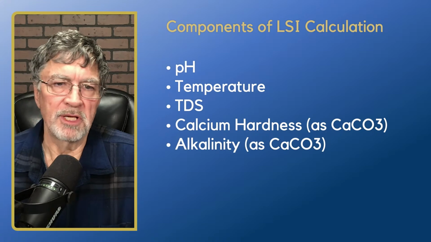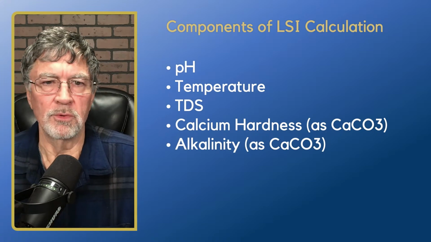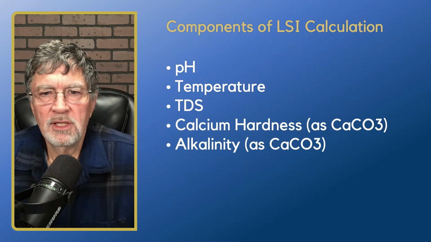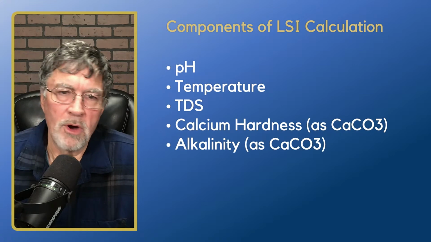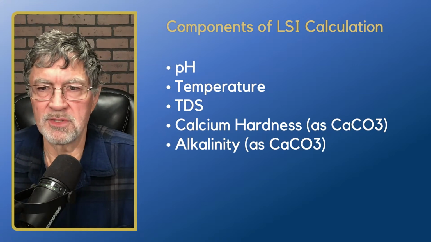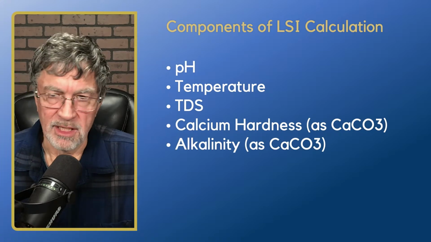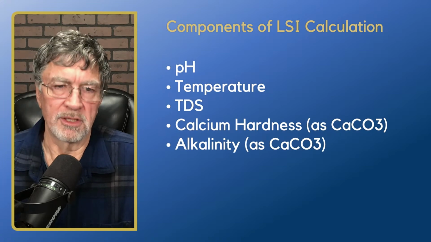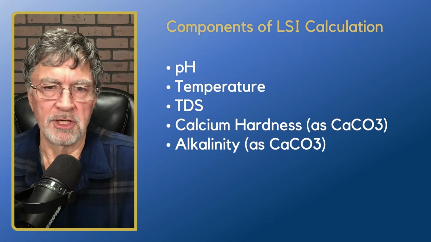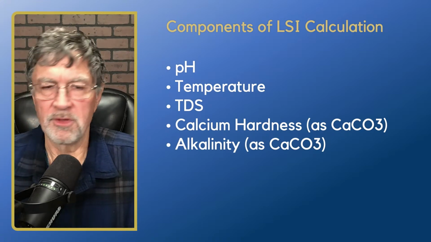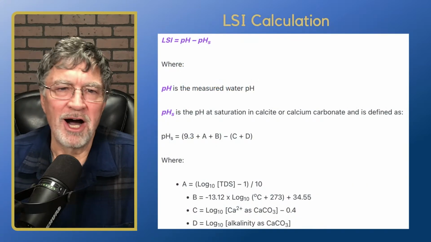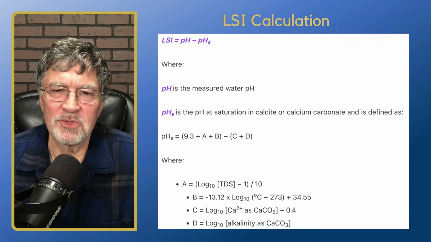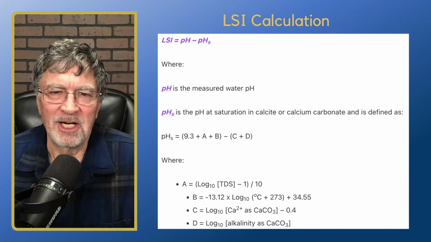And temperature enters in because chemical reactions at different temperatures, of course, are going to vary according to temperature. Total dissolved solids enters in here. Calcium hardness, so hardness calculated as calcium carbonate, and alkalinity calculated as calcium carbonate. There is a non-carbonate hardness. You want to look at carbonate hardness for this calculation. And there is a formula for this. There are also a lot of online calculators you can use, but in my mind, the easiest way is to send a sample off to the lab.